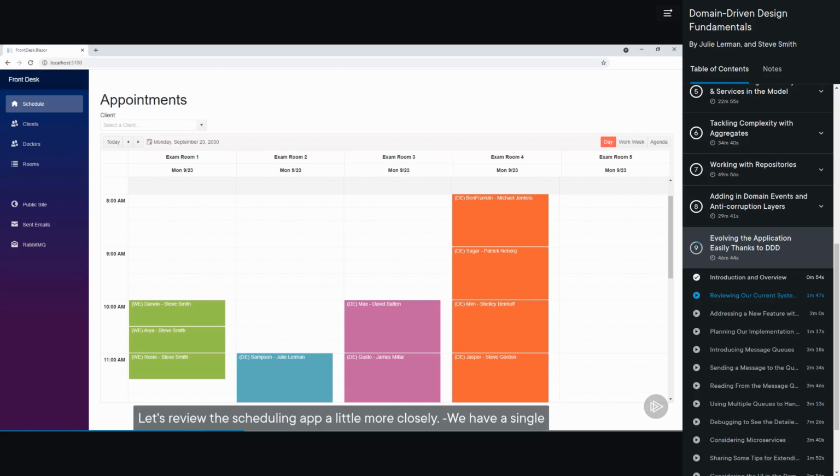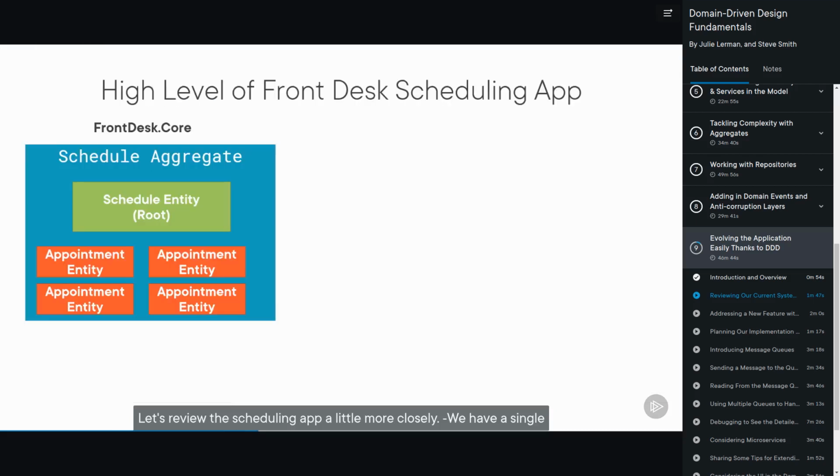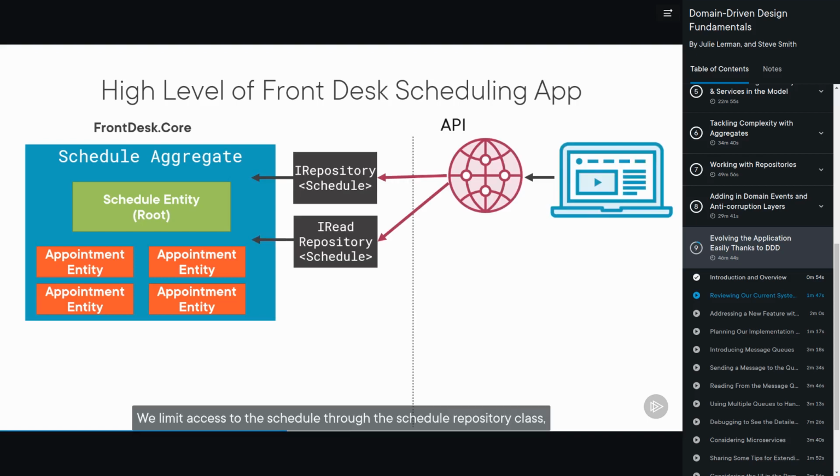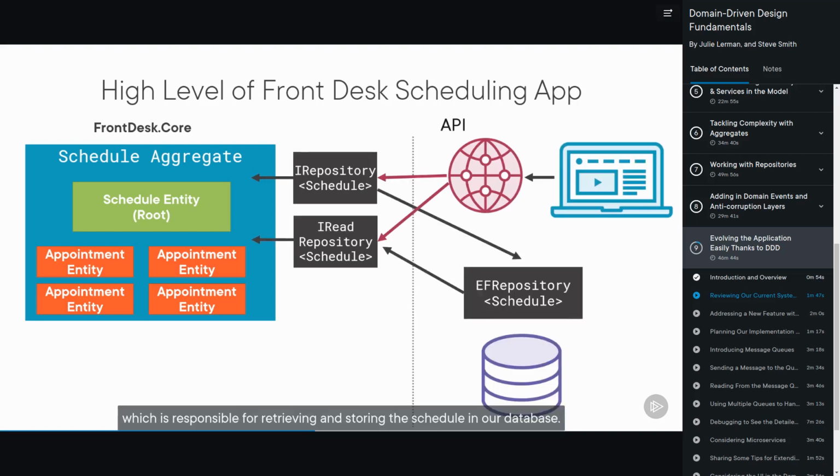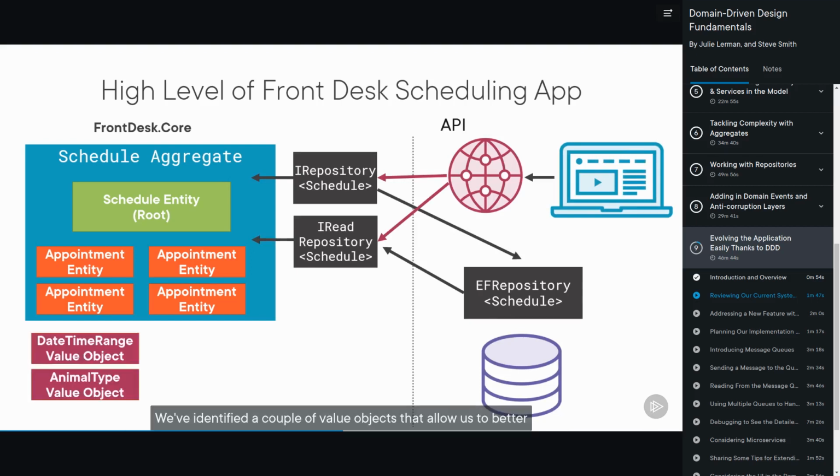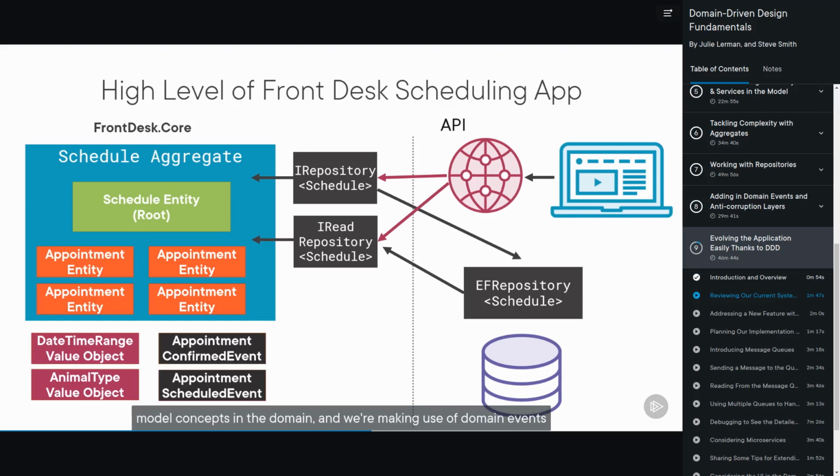Let's review the scheduling app a little more closely. We have a single aggregate for a schedule, which contains a number of appointments. We limit access to the schedule through the schedule repository class, which is responsible for retrieving and storing the schedule in our database. We've identified a couple of value objects that allow us to better model concepts in the domain, and we're making use of domain events to allow our domain and other parts of our system to respond to changes in the state of our model.